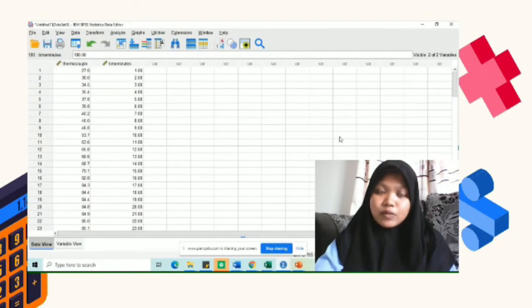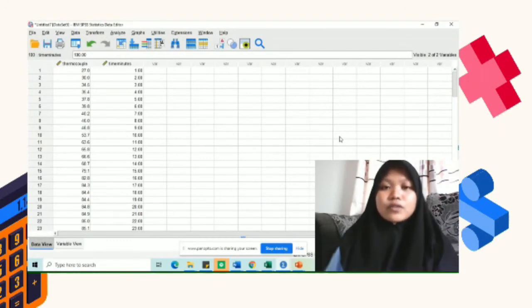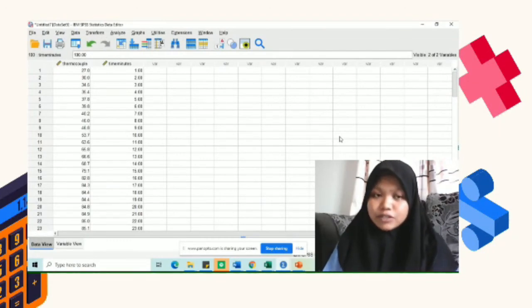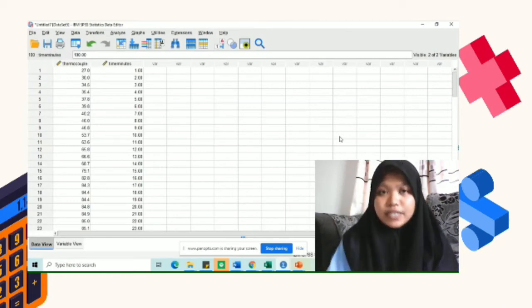Hi, Assalamualaikum warahmatullahi wabarakatuh. My name is Anna Atira binti Johari and I will present the part result and analysis using the software SPSS. So we can see here there are two variables, variable X and Y, and thermocouple is variable Y, time limit is variable X. Each variable has 100 data.